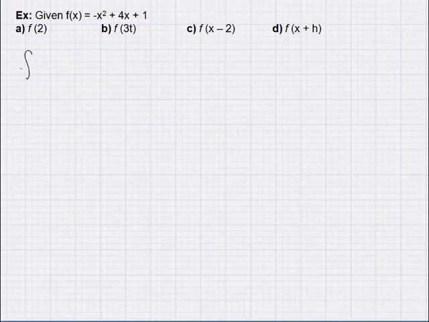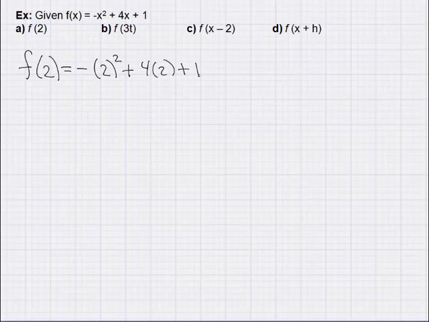So if I want to find f of 2, I'm going to do negative 2 squared plus 4 times 2 plus 1. And all I really did was take the 2 and plug it in every time I saw an x. Now, one thing you've got to remember here is some algebra. This negative is outside the square. You do the square first and then the negative. That's very different than if the negative was inside the square.